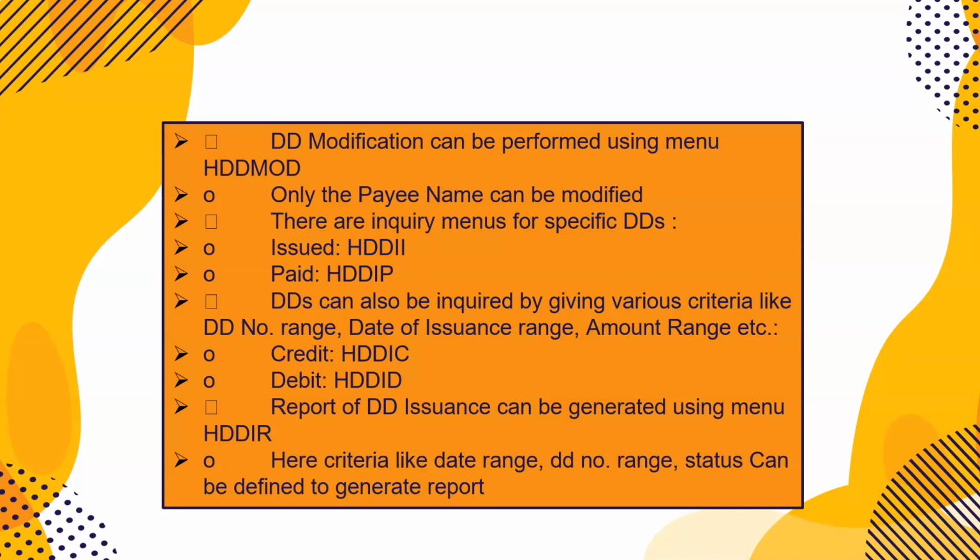So credit HDDIC, debit HDDID. Report of DD issuance can be generated using menu option HDDIR. So it can be given date wise, amount wise. When auditors visit the branches for inspection, they want to see whether charges have been taken rightly or not. So they get this report printed here. Criteria like date range, DD number range, status can also be defined to generate this report, that is called HDDIR. So I think these are the main commands to help you, and please note them down.